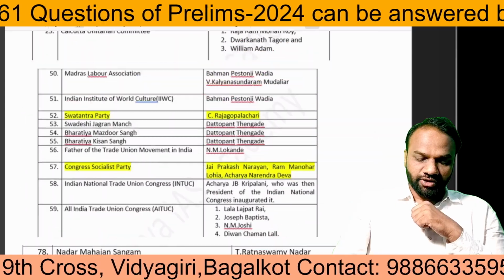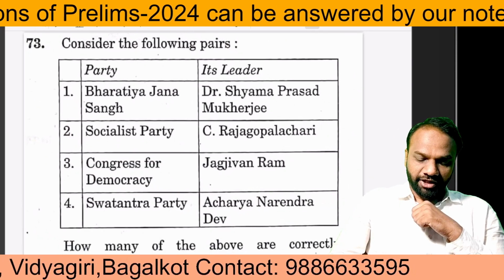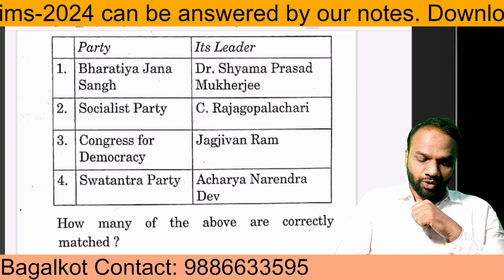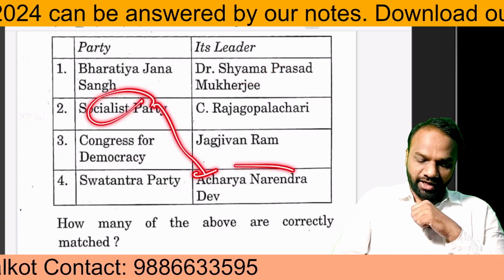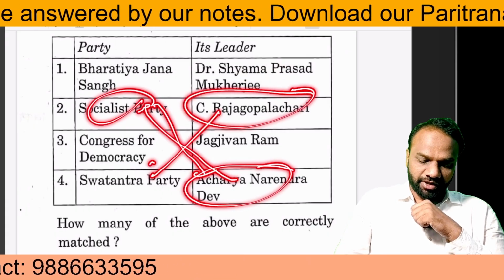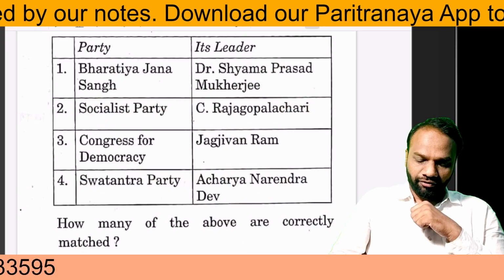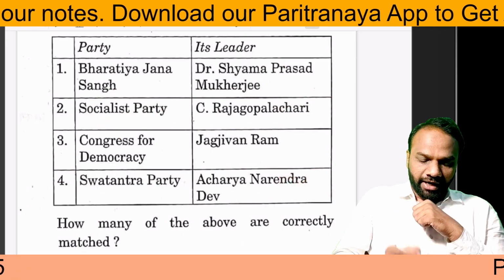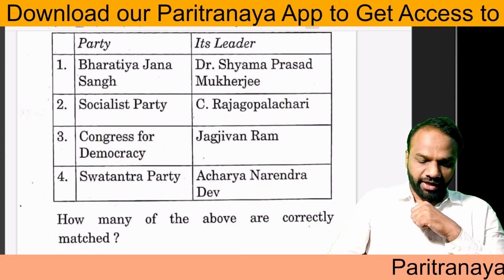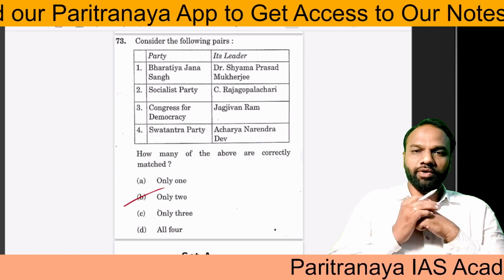Based upon this, if we look at this question: Bharatiya Janasangh, Shyama Prasad Mukherjee, yes, this is a correct pair. Now, Acharya Narendra Dev is associated with the Socialist Party, and C. Rajagopalachari is associated with the Swatantra Party. Hence the second one is wrong, and the fourth one is also wrong. Coming to Congress for Democracy, yes, it was started by Jagjeevan Ram. Hence, the answer for this question is only two.